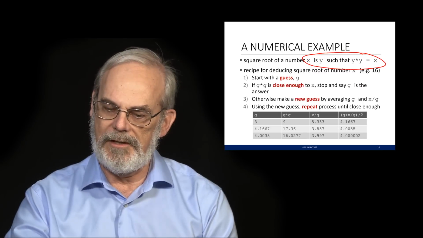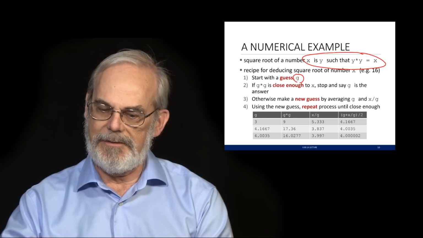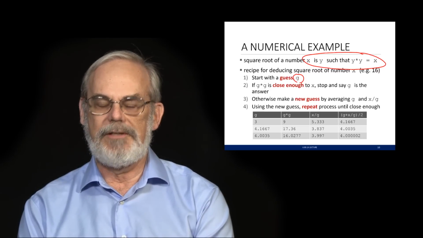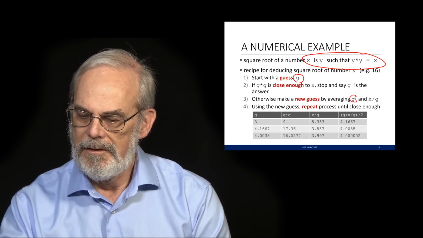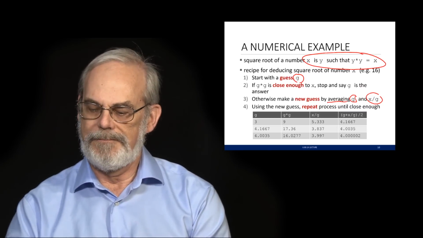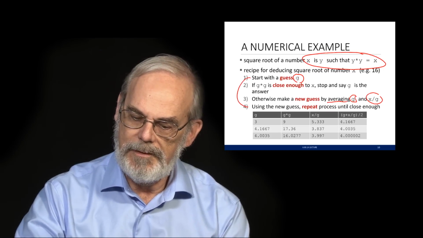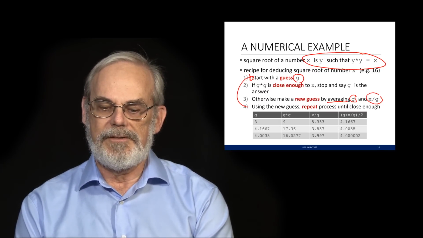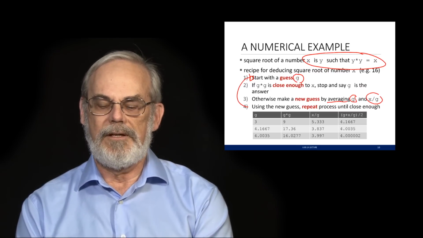I'm going to start with a guess, and I'm going to call it g. If g squared is close enough to x, then I'm going to stop and say g is the answer. Otherwise, I'm going to create a new guess by taking g and x divided by g and averaging them together. Take the average. Once I've done that, I'm going to repeat. I'm going to go back up and do the same thing again. And that's going to give me a little algorithm, because it's going to let me now say, start with a guess, check to see if the guess is close enough, and if not, keep going.